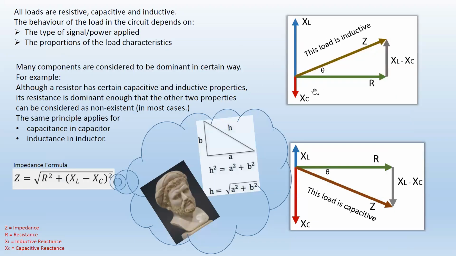Because look, we're still doing a bit of a review here. Here is the inductive reactance, XL, and here is the capacitive reactance, XC. Why is this thing here on the top, and why is this thing here on the bottom? Well, what's a reactance? It's a form of a resistance. It's a reactive resistance, but it is a resistance.